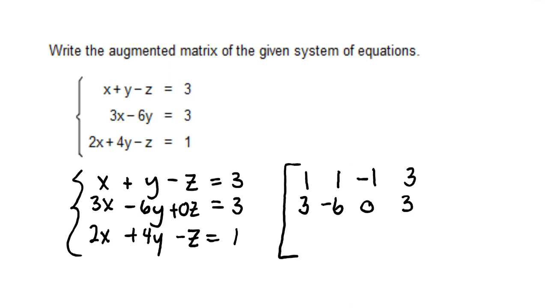For the last equation, the coefficients are 2, 4, and -1, with a constant of 1. And to indicate the difference between the coefficients on the variables and the constants, we draw a line. So this is our augmented matrix.